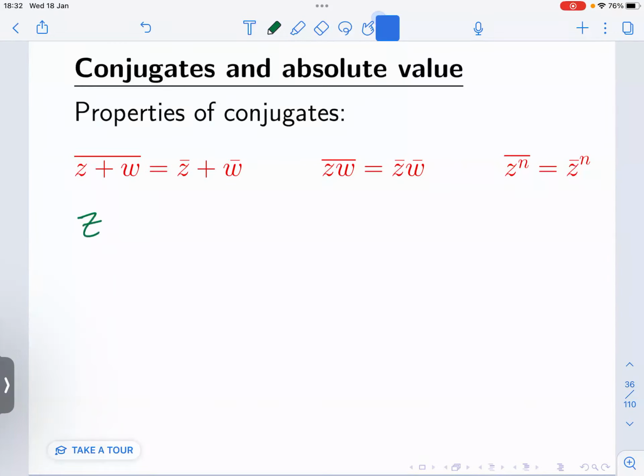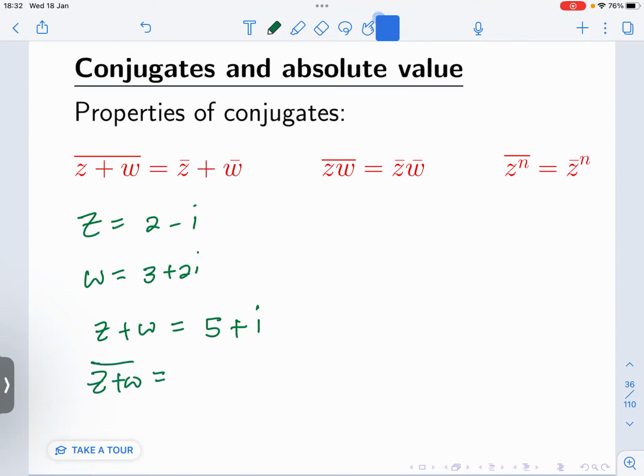For example, let's say we have z equal to 2 minus i, and w equal to 3 plus 2i. For z plus w, we add the real parts separately, so 2 plus 3 gives us 5, and the imaginary parts separately, -1 plus 2 gives us +1, so we have i. Therefore, the conjugate of z plus w is a complex number where the imaginary part is negative. So in this case, we get 5 minus i.